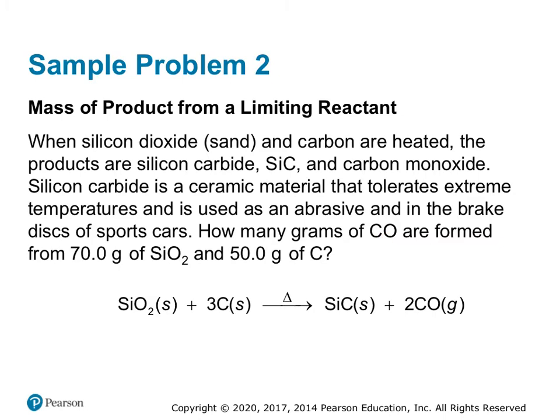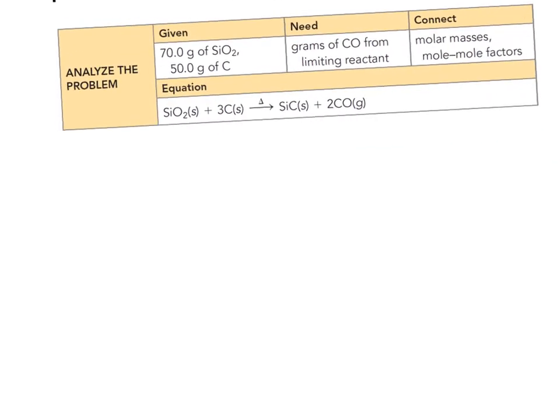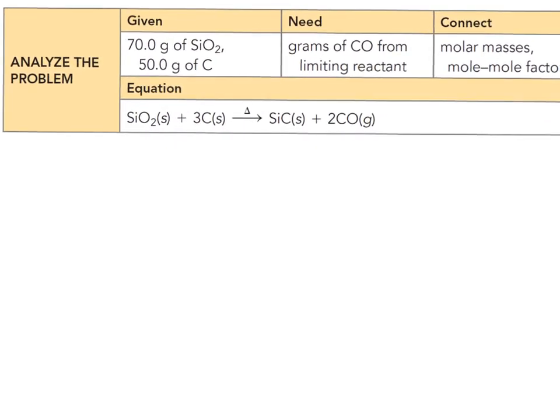And so now I'm going to take my 2 amounts, 70 grams of SiO2 and 50 grams of carbon, and do 2 stoichiometry calculations and find grams of carbon monoxide for each. Then we'll look and see which one gives the least amount of carbon monoxide, and that is our limiting reactant. So let's begin.